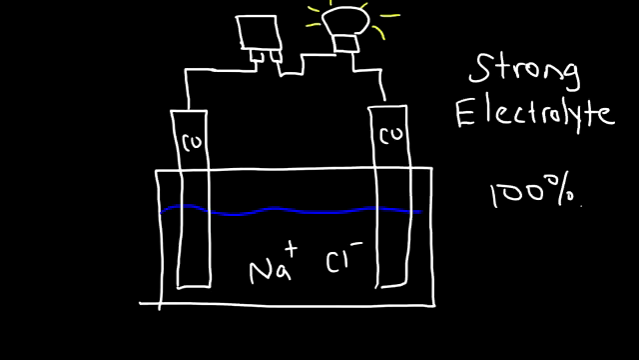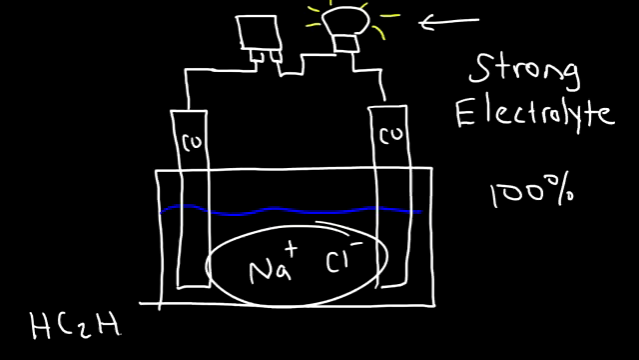Weak electrolytes only partially conduct electricity. The light bulb will be very dim. So let's say you dissolve a weak acid, like acetic acid. Acetic acid doesn't dissolve very well. It's found in vinegar. It ionizes a little, maybe about 1%. So the light bulb is going to light up a little, but it's going to be very dim. And that is a good indication that you have a weak electrolyte in a solution.